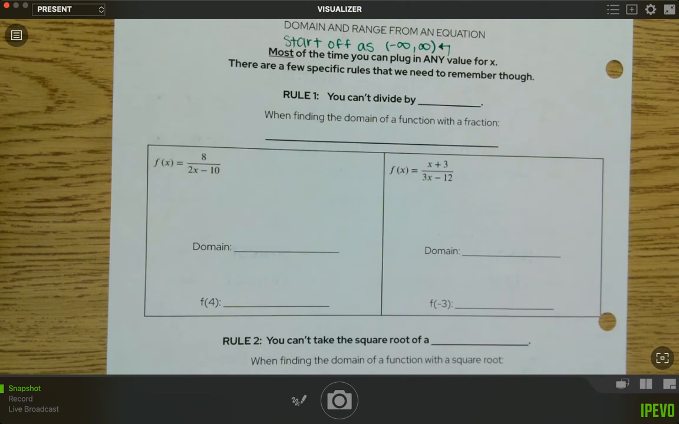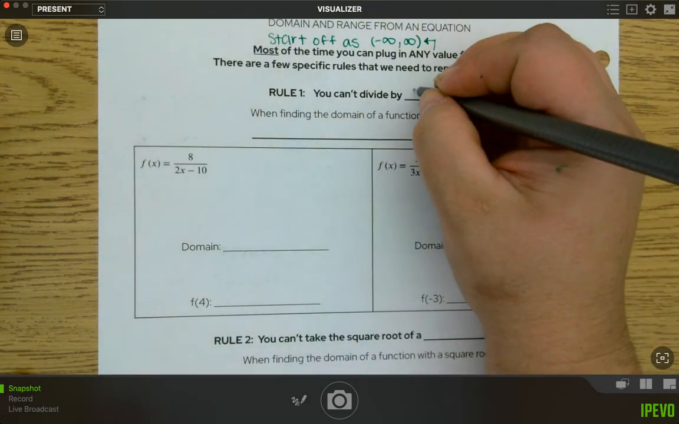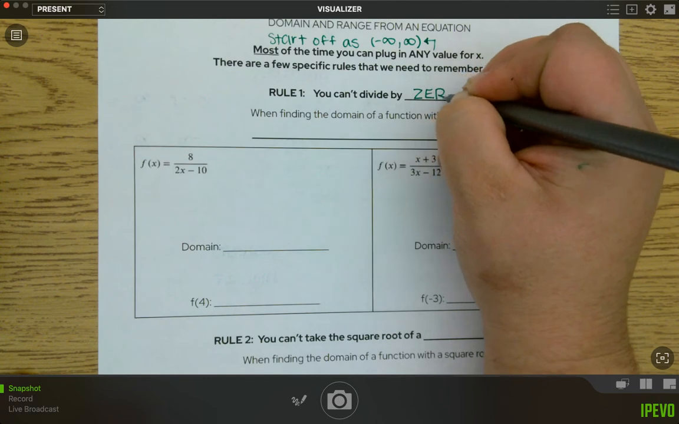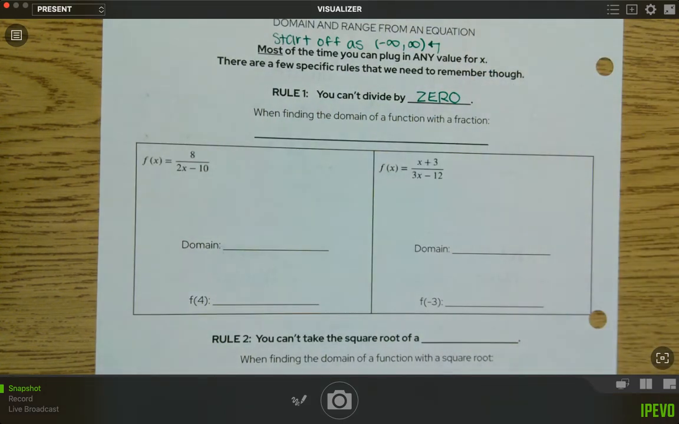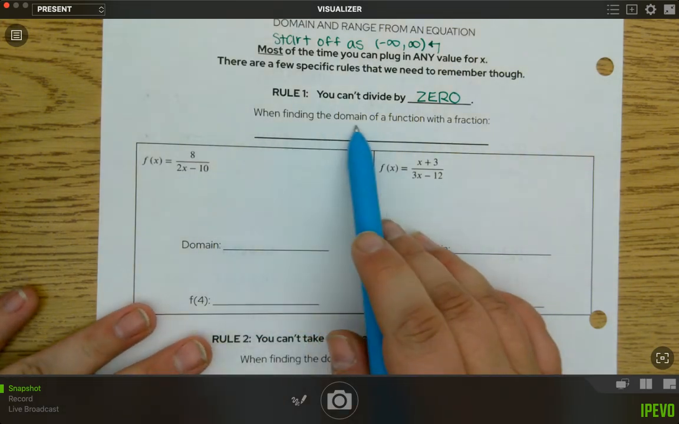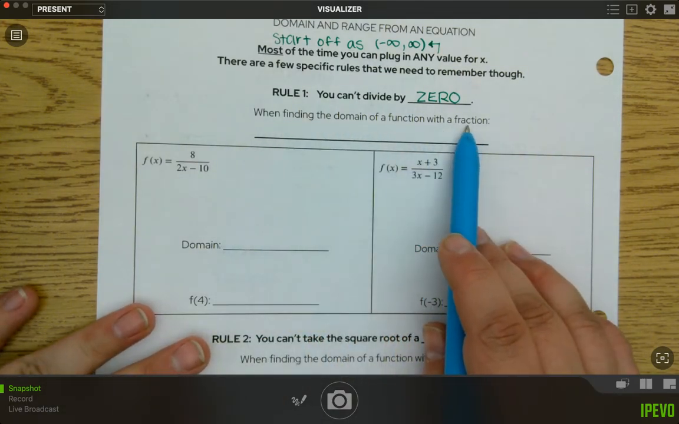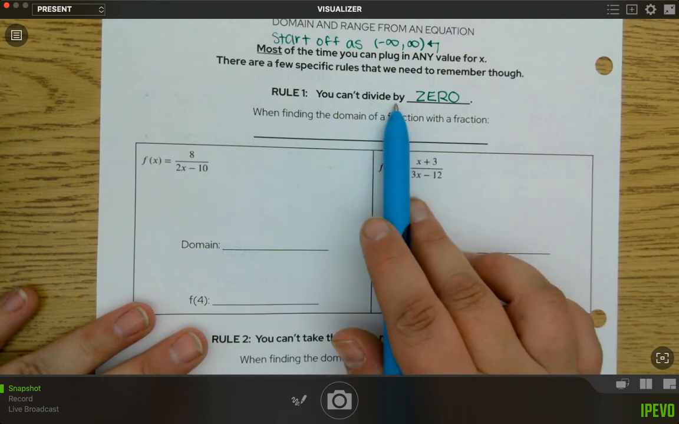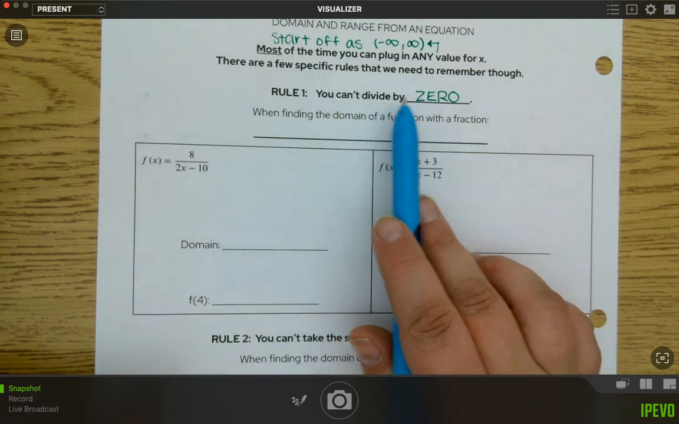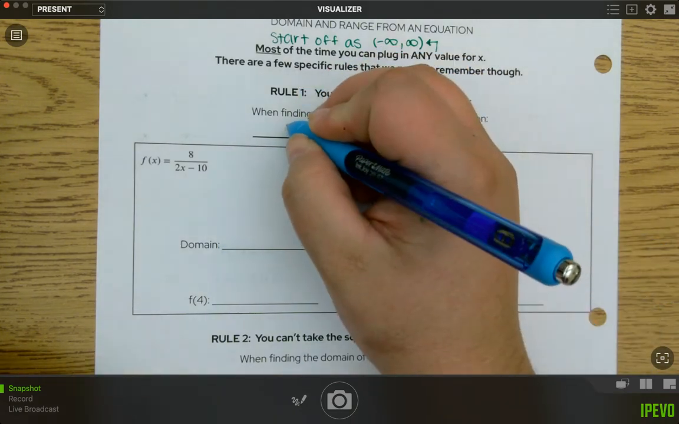So the first rule is that you are not allowed to divide by 0. Okay, if you took 4 cookies and divided them between 0 people, then that's not possible. At least somebody has to get all 4 of the cookies. You can divide between 1 person, or 2 people, or 3 people, or 4 people, or more, but not 0. So when you're finding the domain of a function that has a fraction, remember that fractions just mean division.